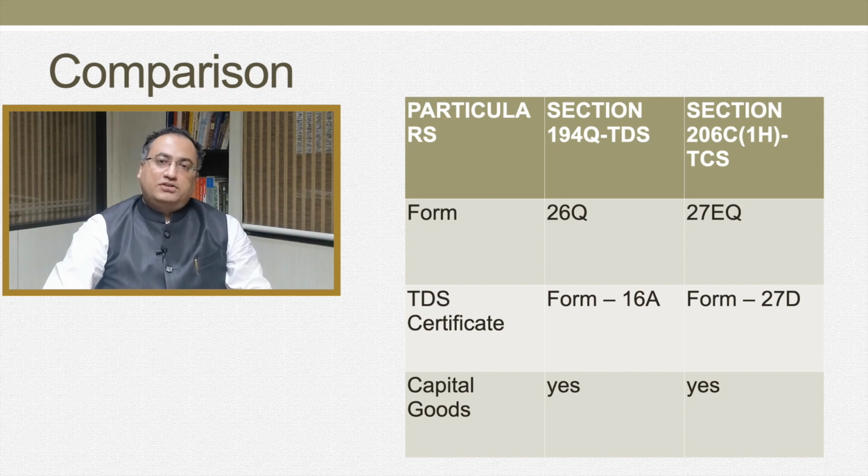TDS certificate will be issued in form 16A and 27D will be there for TCS certificate. In case there is a supply of capital goods or purchase of capital goods, yes, both the sections will be applicable. It relates to goods. It doesn't matter whether they are capital goods or not.